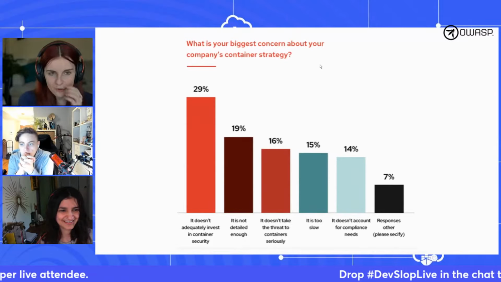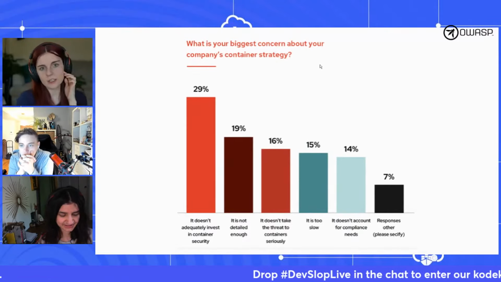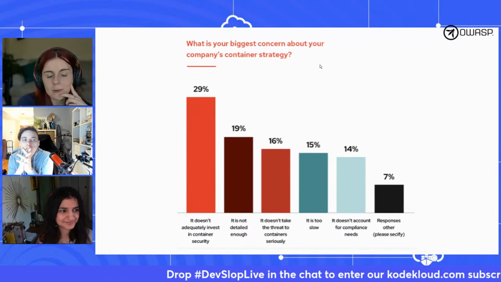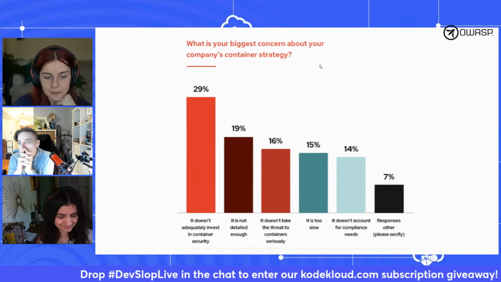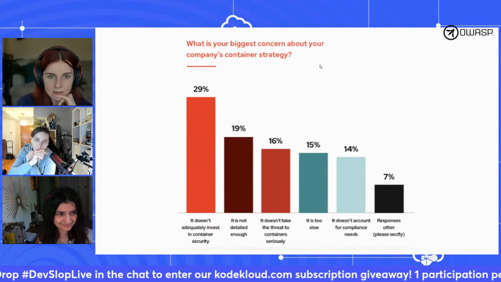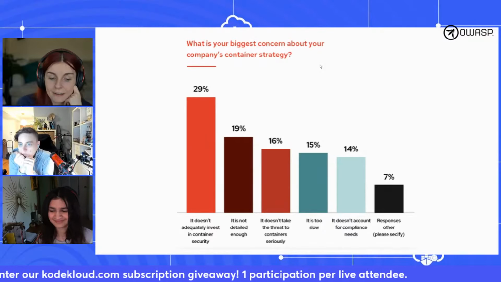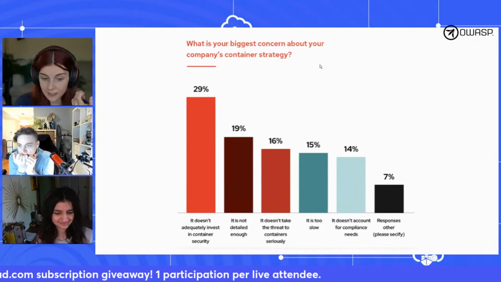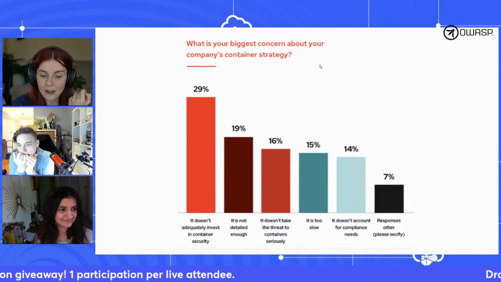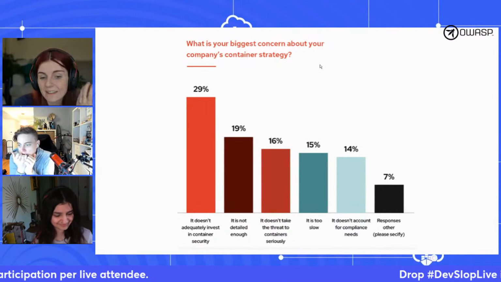Now, here's from Red Hat's State of Container Security Survey. Here's some of the things that people have been worried about in terms of container security and their container strategy. The first one is that most companies don't invest into a container security strategy or don't have it detailed, and basically don't really have a strategy.